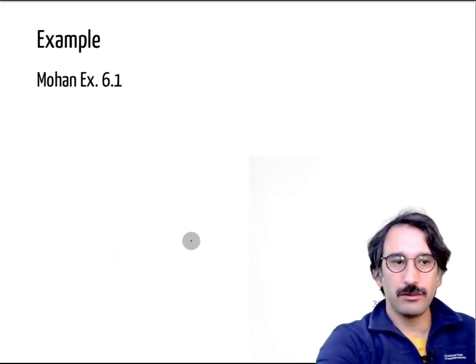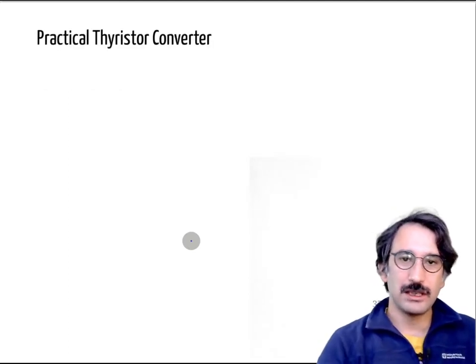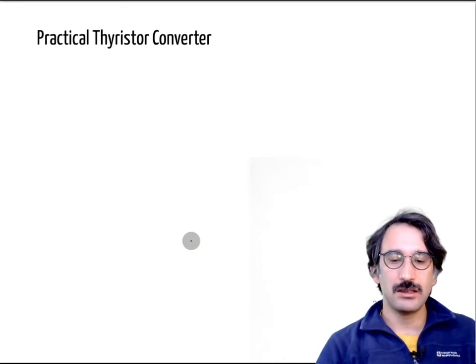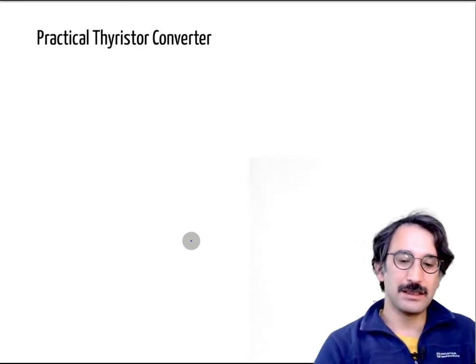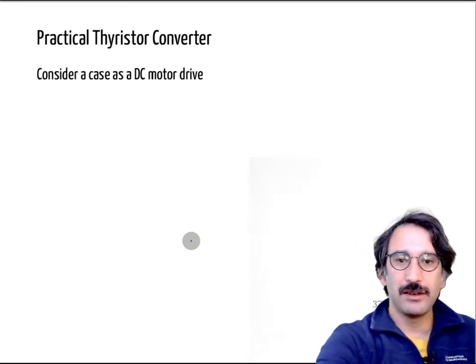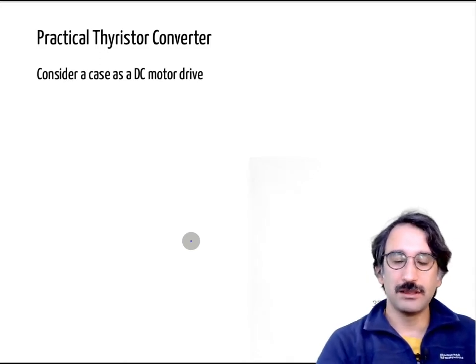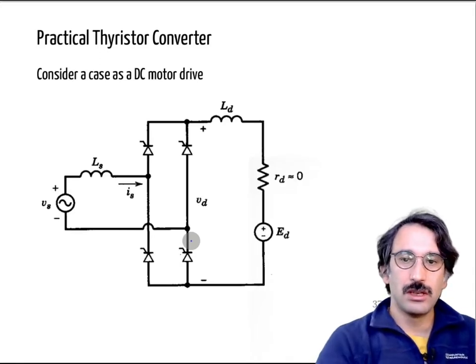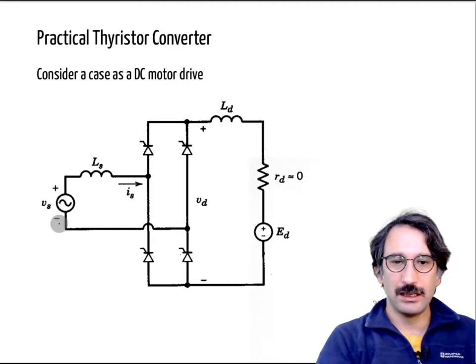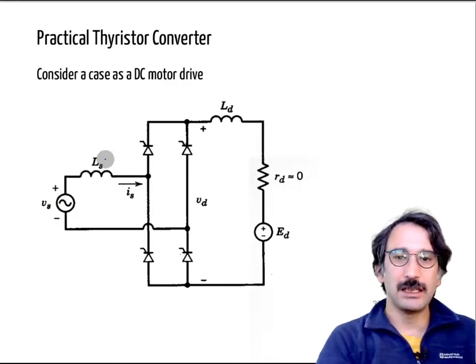Cool. So let's keep that exercise for later, and let's have a look at a practical thyristor converter. Let's say you are using it to drive a DC motor drive. So I have a real grid with some line inductance.